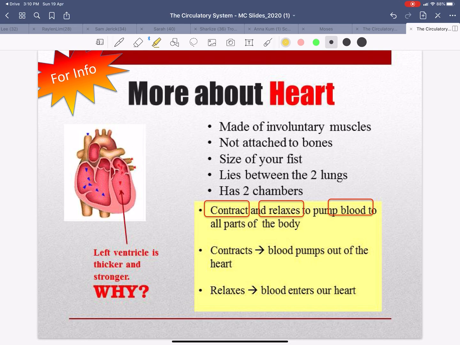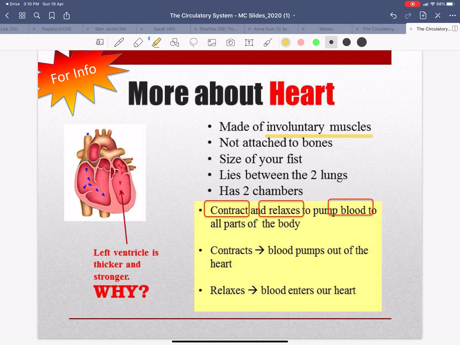Now, more about the heart. It's basically made of involuntary muscles, meaning that you don't have to think mentally that your heart must pump every single time. For example, if you want to clench your fist, you have to make a conscious effort that you want to clench your fist, right? Then you will clench your fist. But you don't really have to do that to your heart. Your heart will just pump.